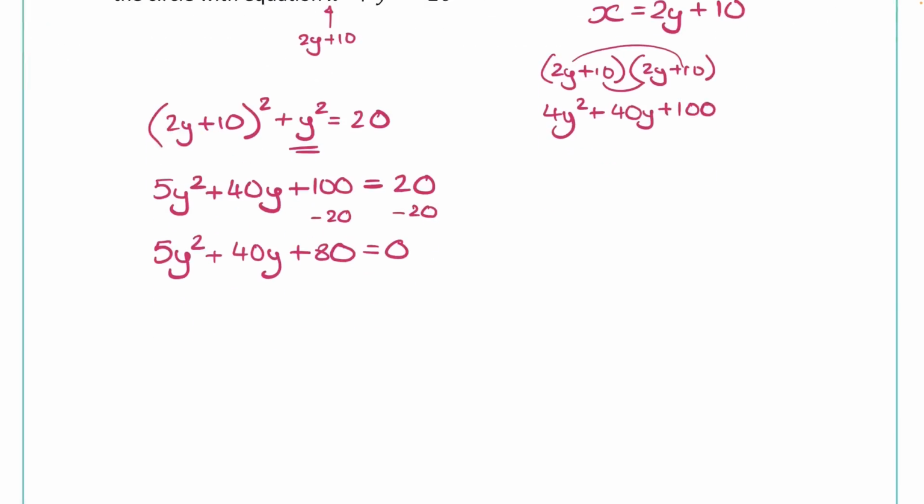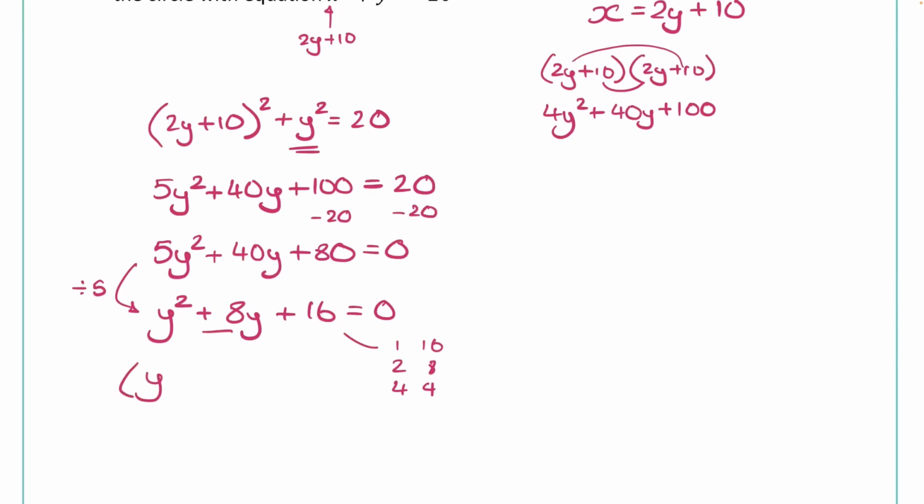Of course, we have a calculator, so we can use the quadratic formula, or I could just divide everything by 5 and hope that this is nice and easy to factorise. So that gives me 1y squared plus 8y plus 16 equals 0. And that's going to be relatively nice to factorise. 16 is only either 1 and 16, 2 and 8, or 4 and 4. And to make 8 in the middle, that's going to have to be 4 and 4. So it'd be (y plus 4)(y plus 4) equals 0.